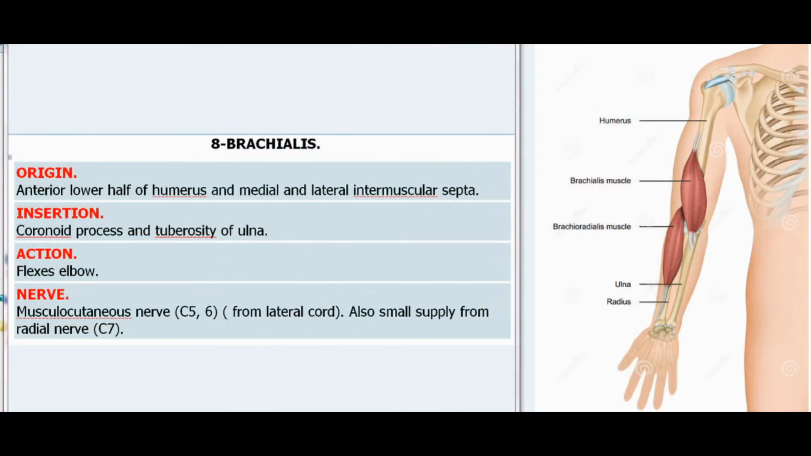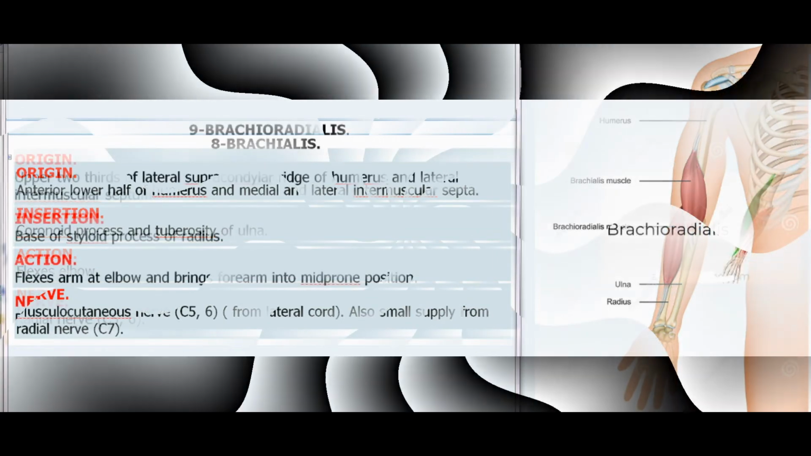8. Brachialis. Origin: anterior lower half of humerus and medial and lateral intermuscular septa. Insertion: coronoid process and tuberosity of ulna. Action: flexes elbow. Nerve: musculocutaneous nerve, C5, 6, from lateral cord. Also small supply from radial nerve, C7.